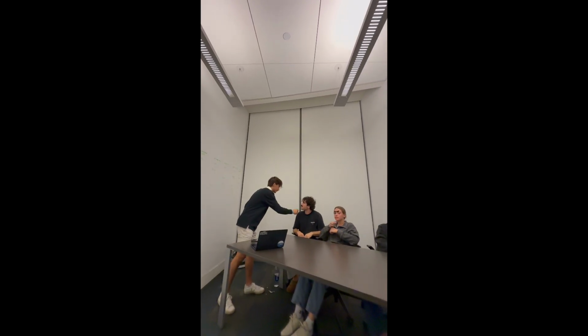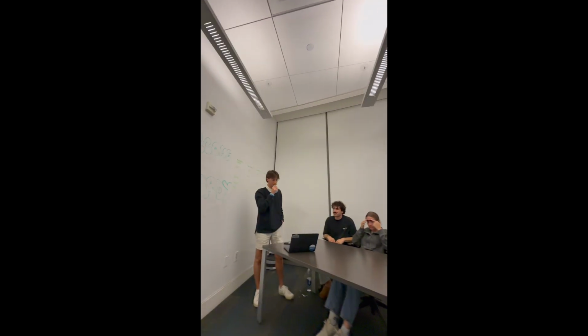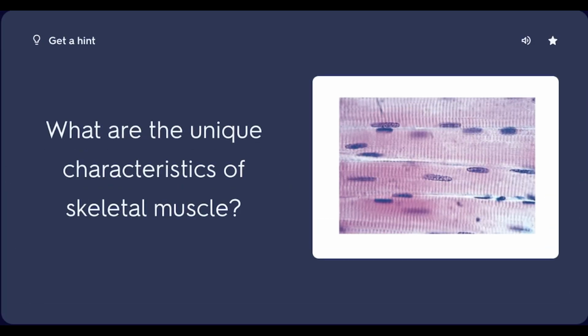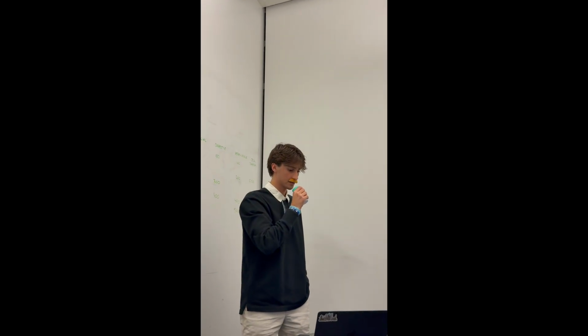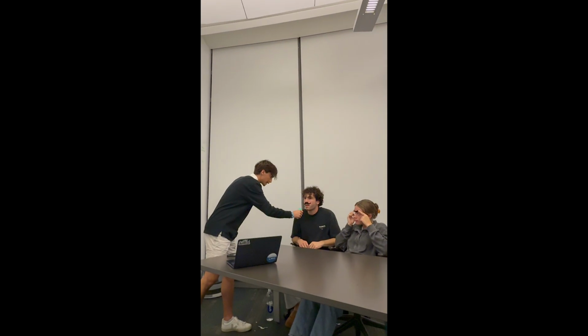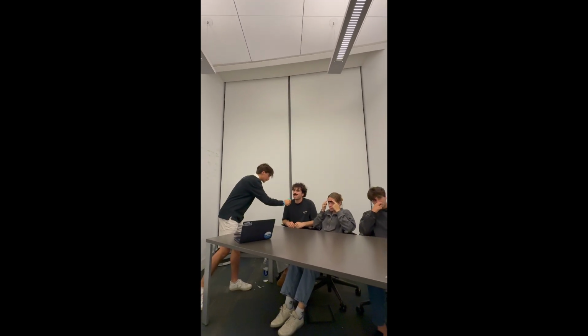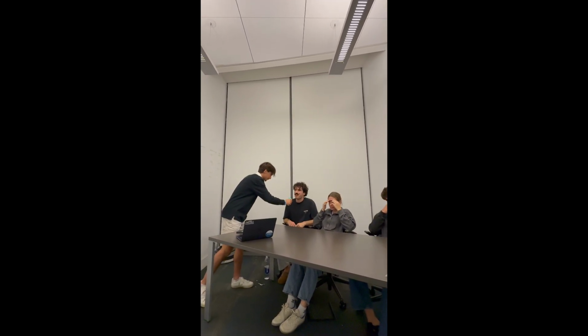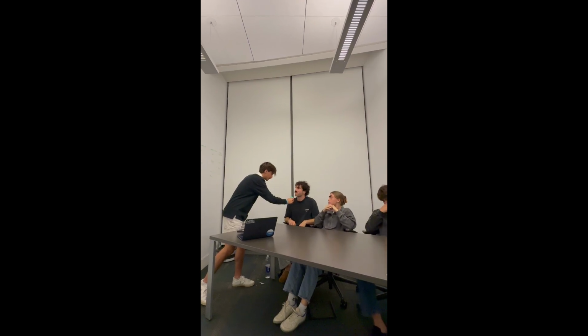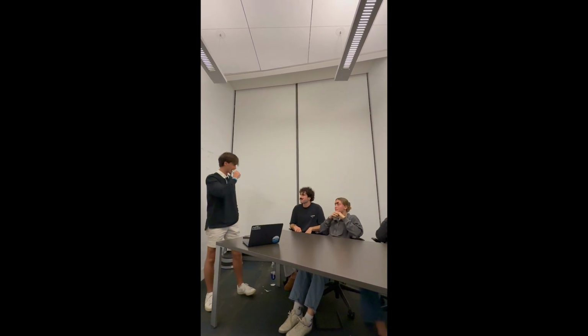I'll take nerve and muscle for 200. What are the unique characteristics of skeletal muscle? It's voluntary, striated, multinucleated, and has long oval-shaped nuclei. They're also controlled by the somatic nervous system, and they control the movement of skeletal muscle. Wow, Darius, that is correct.